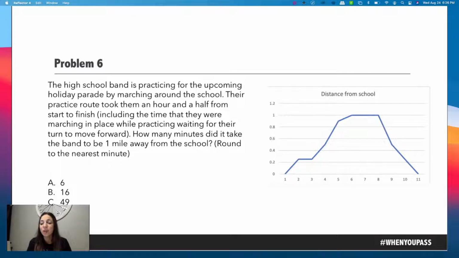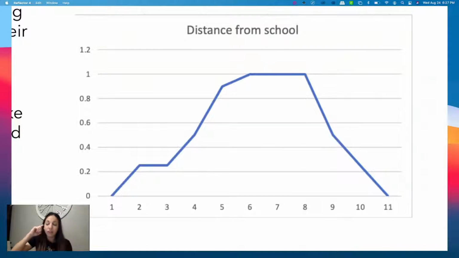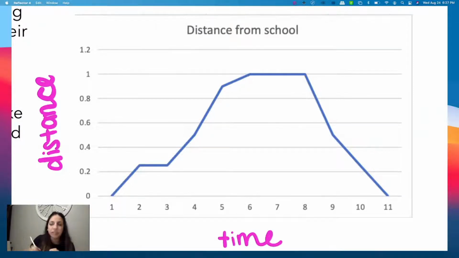This is an interesting question because this question is not a straightforward graph like the others have been. This question requires some serious interpretation. So let's take a look at the graph. We are looking at their distance from school. So this is distance from the school, and this is the time. But they didn't define the time for us. They did not say that these are minutes or hours. These are just chunks of time.